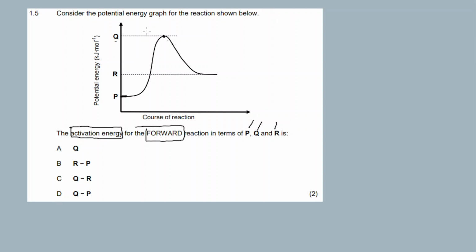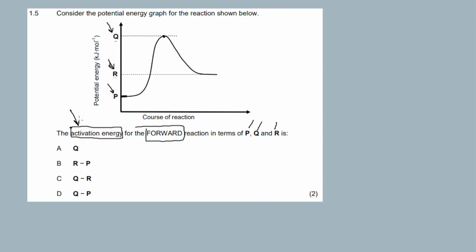But first, let's study the graph. There are different parts of the graph. P is the lowest energy level, R is the highest energy level compared to P, and then Q is the highest of all the energy levels. So these are the three parts of the graph, right? These three points on this graph give us information, but we will explore that in a moment.